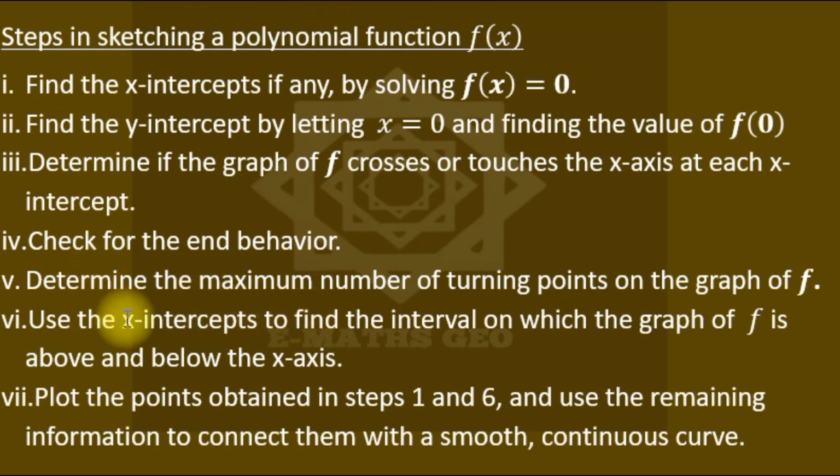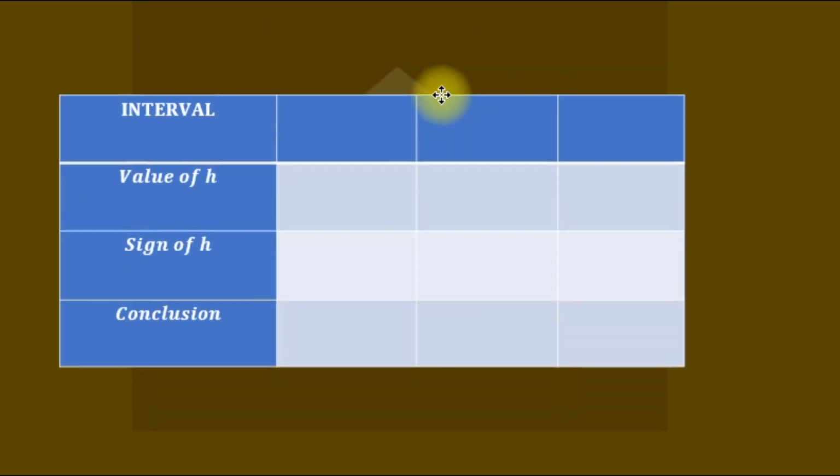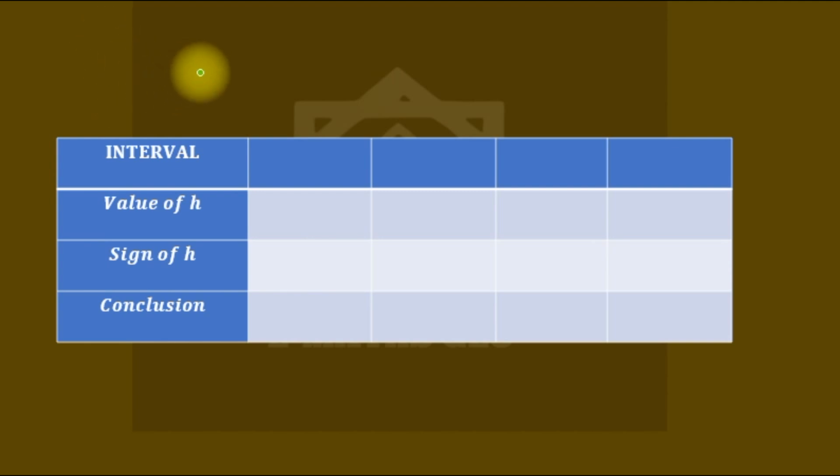So the next one is to use the intervals to find the sign. Since we've known the intercepts, or the roots, we're going to prepare a table. The roots, that's the x-intercepts, are minus 1, 0, and 1. These are the points where it will touch or cross the x-axis. We still have numbers between minus 1 and 0, between 0 and 1, above 1, and below minus 1.